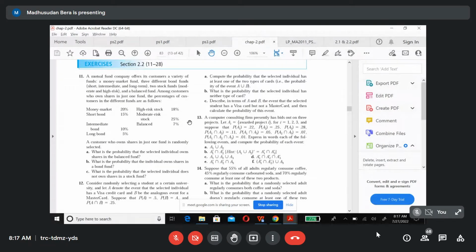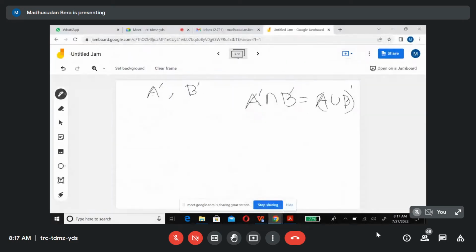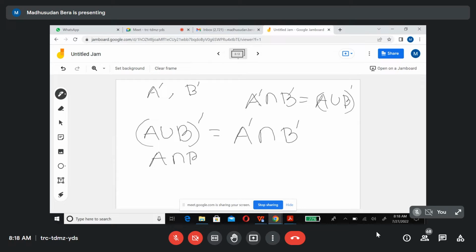Sir, please tell De Morgan's rule again. De Morgan's rule is: if you take the complement of a union, that will be the intersection of their complements. Yes. The complement of the union is the intersection of the complements, and the complement of the intersection will be the union of their complements. This is De Morgan's law.